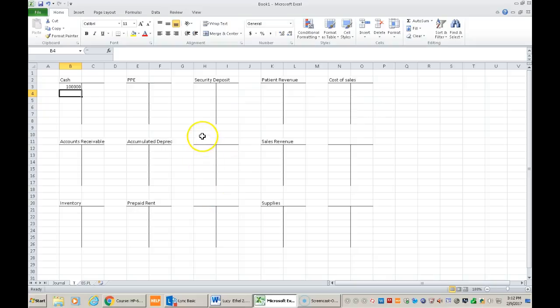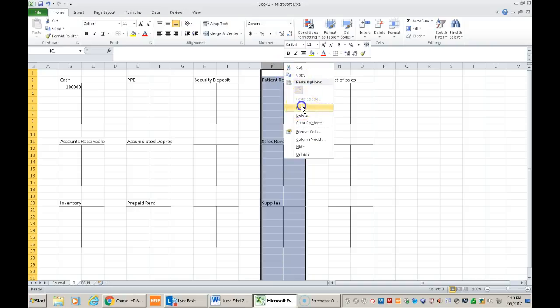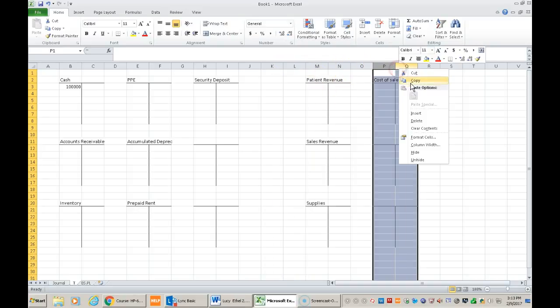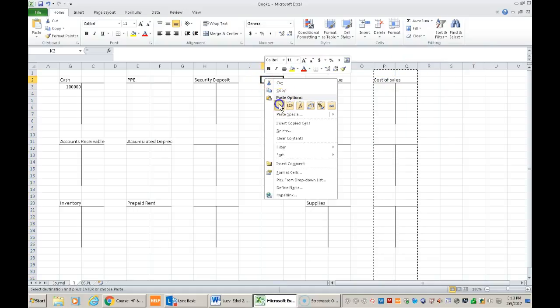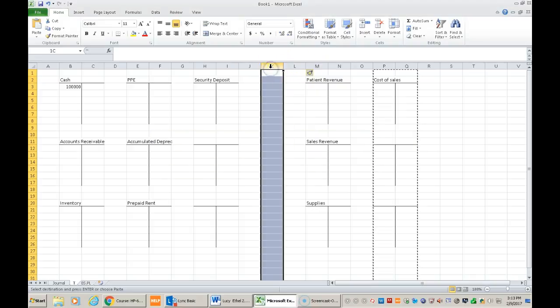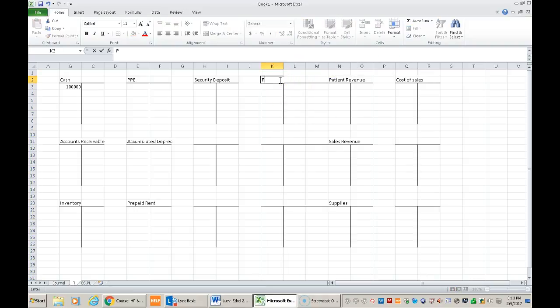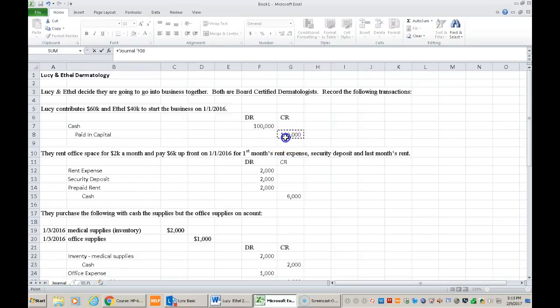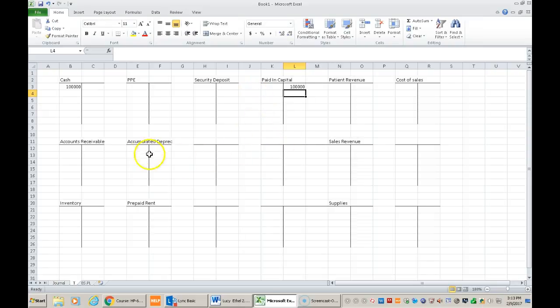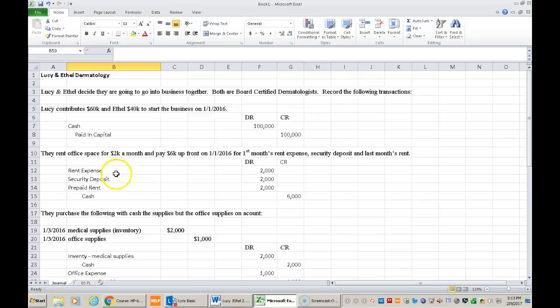And then we need our equity accounts, right? So we're going to have paid in, actually I'm going to create another thing here. So here we'll have our paid in capital, and we know that's going to be a credit. So I hit plus, go back over to this one, paid in capital. Let's go to the next journal entry where we have rent expense, security deposit, prepaid rent, and cash.